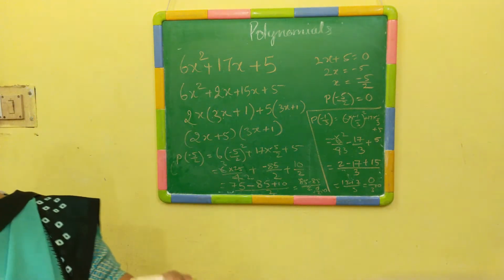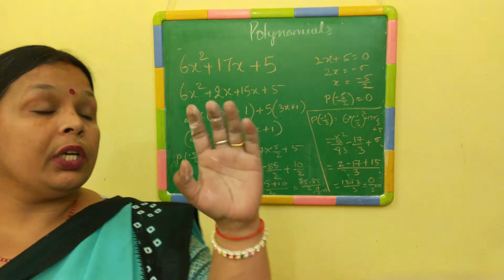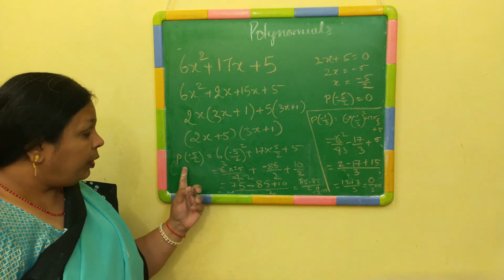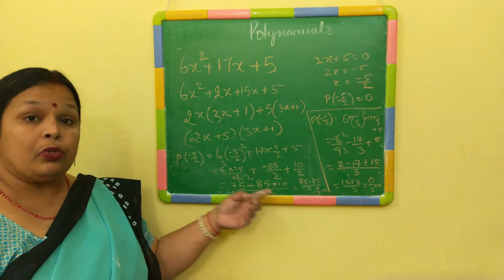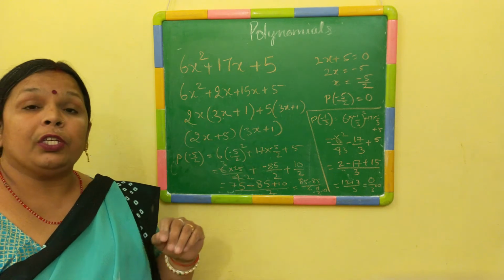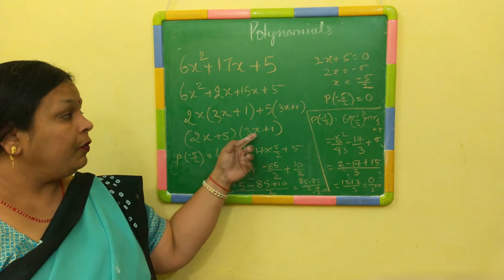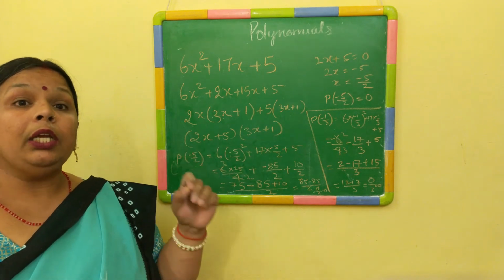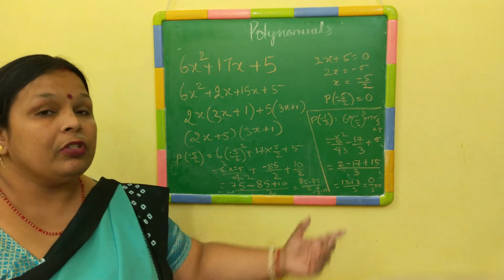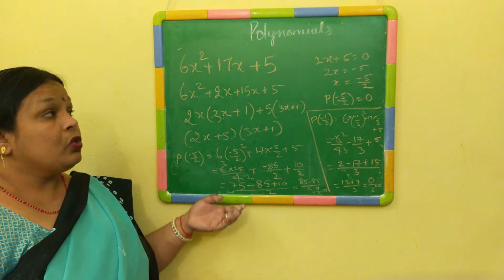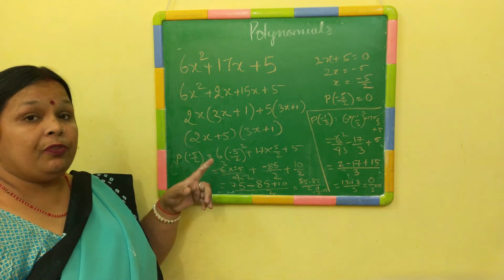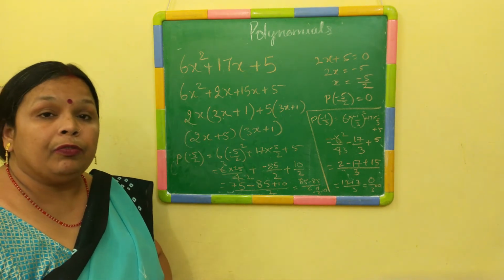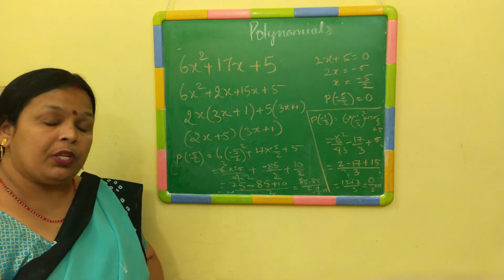So, as per the factor theorem, both the conditions are satisfied. This will be a factor when P of minus 5 by 2 is 0, which is getting satisfied. 3x plus 1 is a factor if P of minus 1 by 3 is getting a remainder 0. Both the conditions we have seen, the remainder is 0. So hence we can say that as per the factor theorem, 2x plus 5 and 3x plus 1 are factors of 6x square plus 17x plus 5.